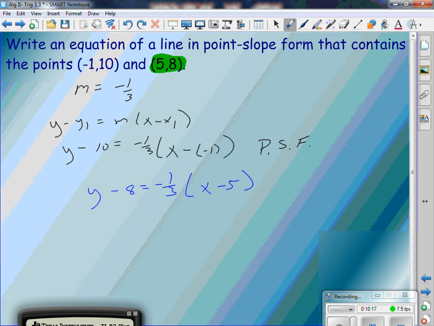Done. And again, that one will give me the same answer. What will the question say after that? It will say, find the equation of the line, and then it's going to tell you the form, whether it be slope-intercept form, point-slope form, or standard form.